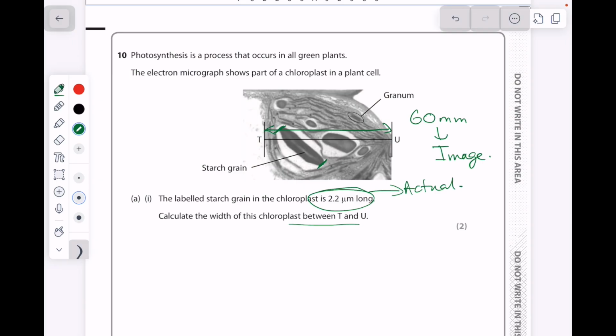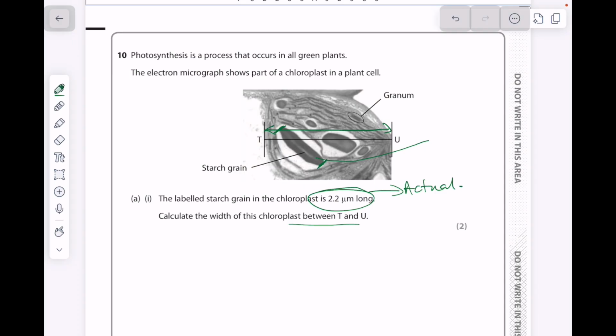We're going to have to start that again. I should have expected that. It's question 10 on an A-level paper. It wasn't going to be that easy. Okay, so I'm going to measure the starch grain first of all. What we're going to do is use the starch grain to figure out the magnification. And then once we've got the starch grain magnification, the magnification is going to be true for the other part as well.